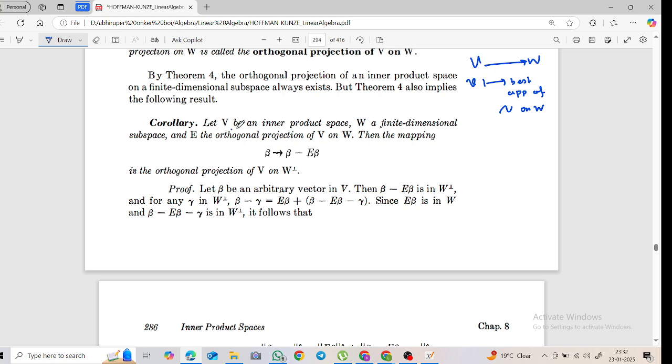So, if V is an inner product space and W is a finite dimensional vector subspace, and E is the orthogonal projection of V onto W, then the mapping beta to E beta is from V to W. But they are also defining a map from beta to beta minus E beta. This is from V to W perp. Because the inner product of E beta, which is in W, and beta minus E beta, this will be 0. Okay.